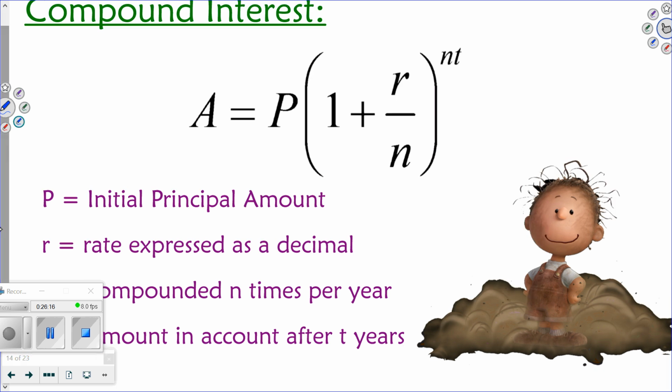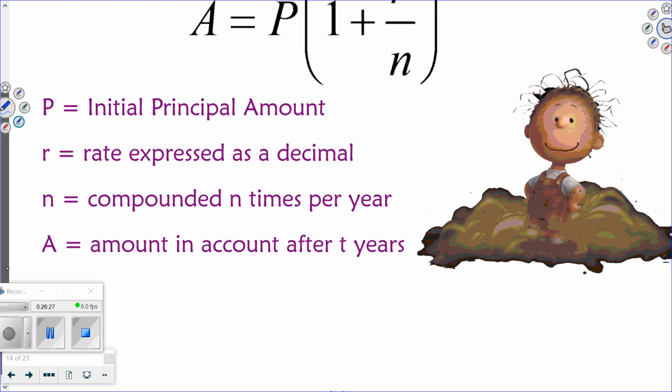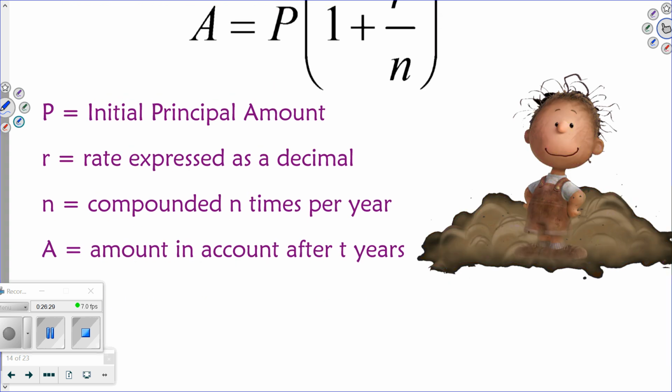Okay, put it away. All right, so P is my initial principal amount, the amount I'm starting with. R is still my rate expressed as a decimal. N is compounded n times per year.